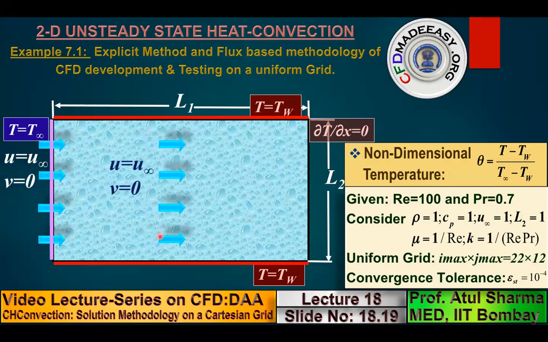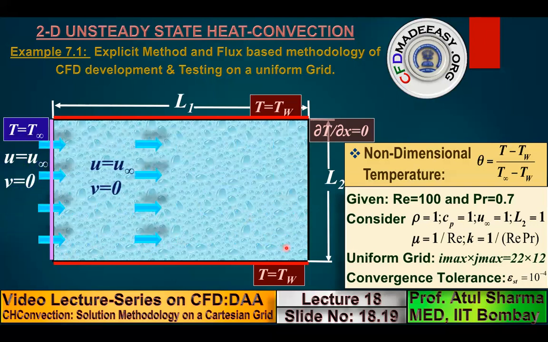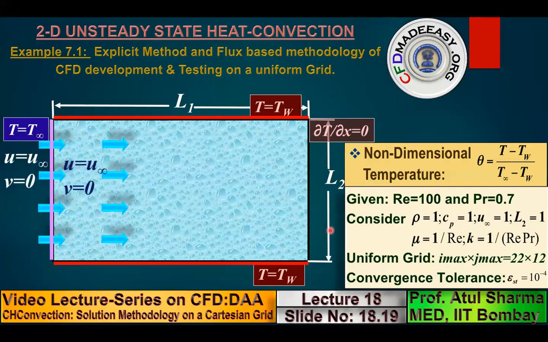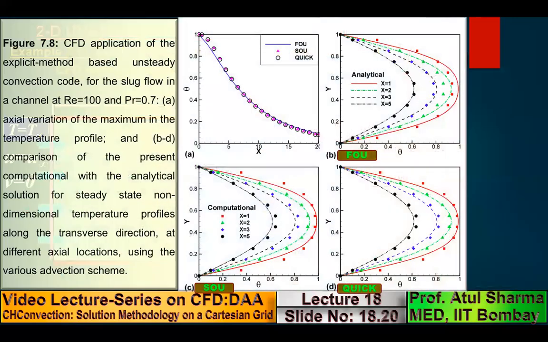For this problem, the length of the domain is taken as 20 times the height of the domain. So the non-dimensional height of this channel is taken as 1, and the length of this channel is taken as 20 times the height. This is the solution that has been obtained, which has been given in figure 7.8 of the book. Now the result that is shown here is the variation of non-dimensional temperature along the length of the channel. As I had mentioned, the non-dimensional length is 20. So this is the coordinate along the length, varying from 0 to 20.